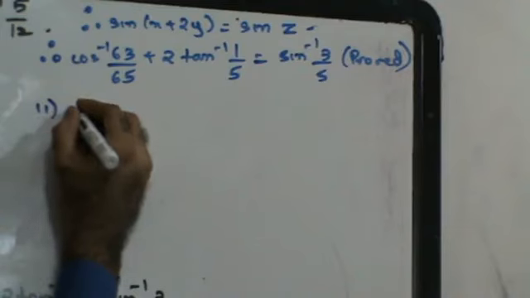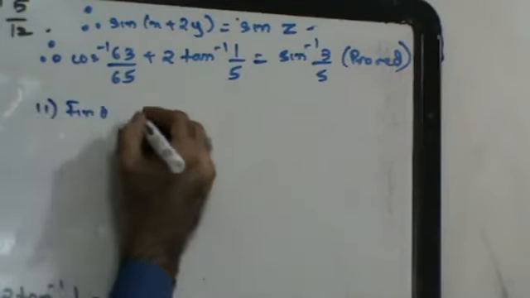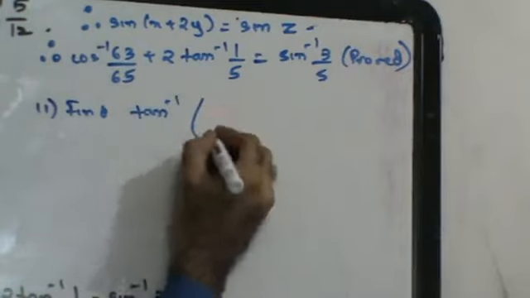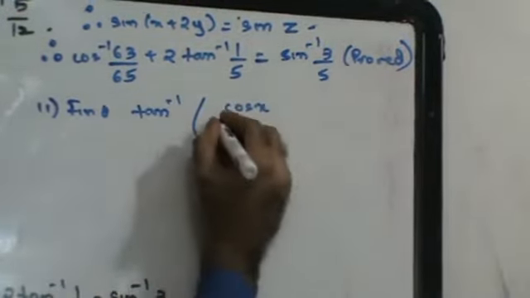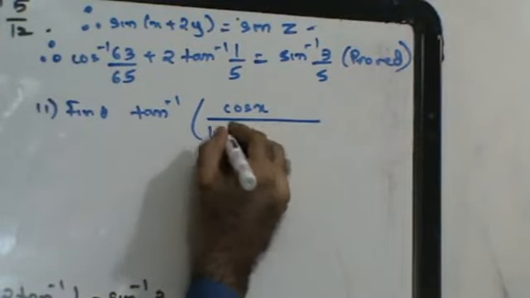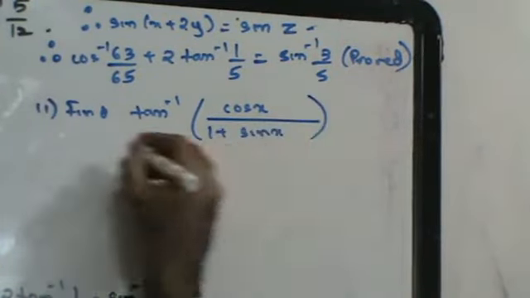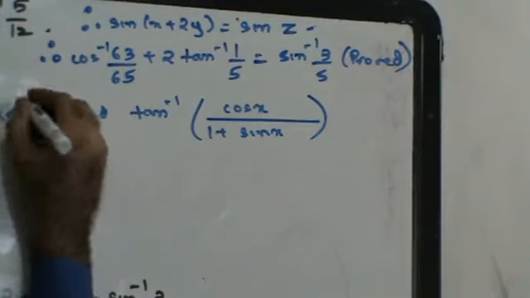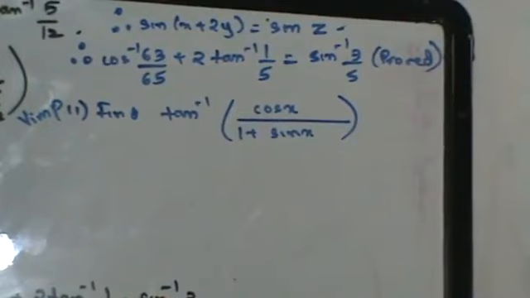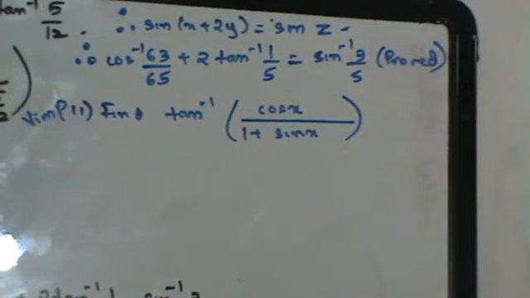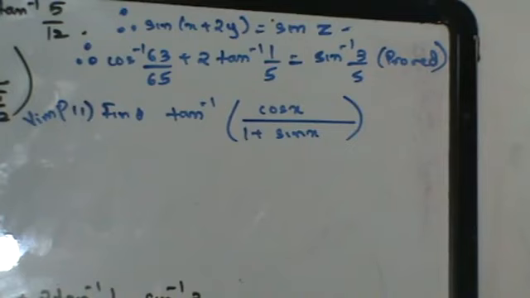Prove that, awesome, fine. Tan inverse of cos x upon sine x, I think I'll do this sum. Very important sum from this chapter. These are a couple of very important sums. Now, people, I have to find the value of tan inverse of cos x upon 1 plus sin x.